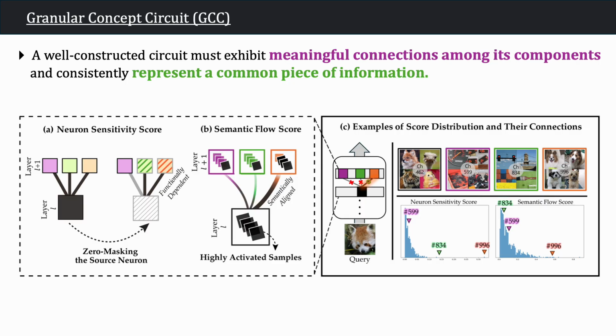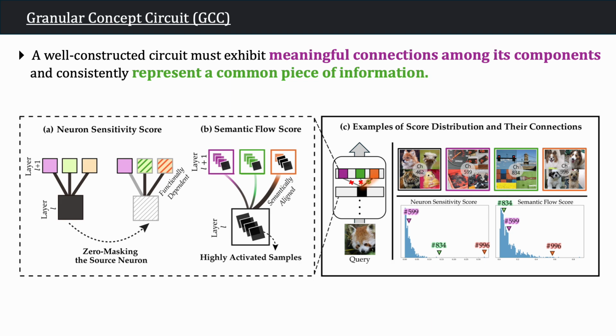And also, the green neuron represents an interesting contrast. It shows a high neural sensitivity score but a low semantic flow score. This means that although it is functionally connected to subsequent neurons, it does not carry semantically consistent information. When we visualize the activation, we can see that this neuron still fails to represent any concepts related to the query, the black node in the figure, indicating that high functional dependency alone is not enough for semantic alignment.